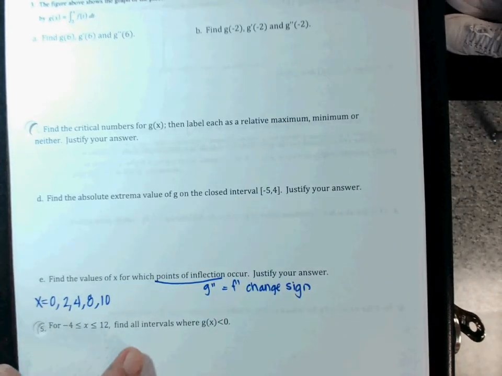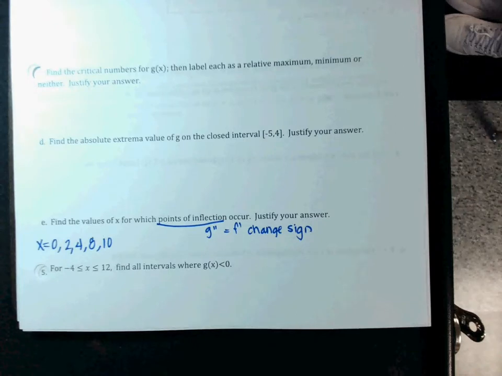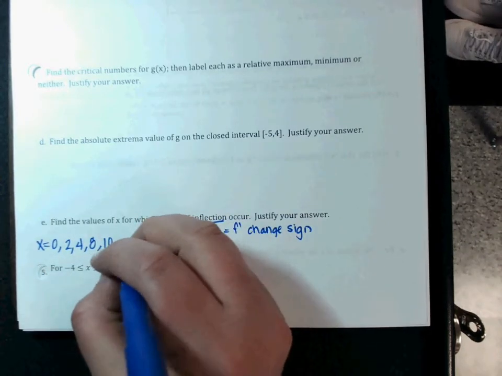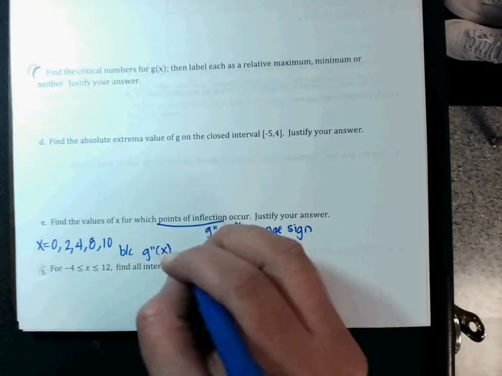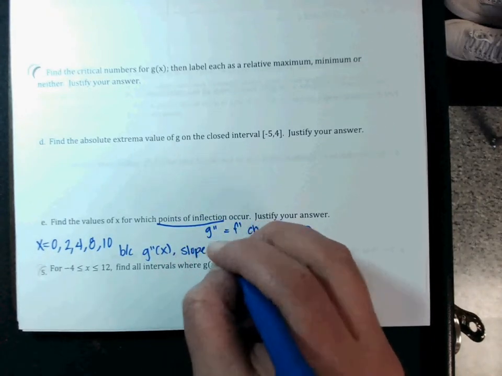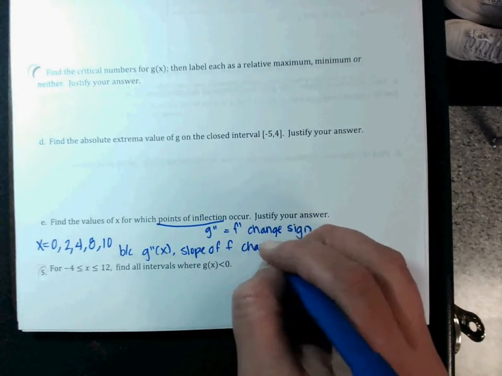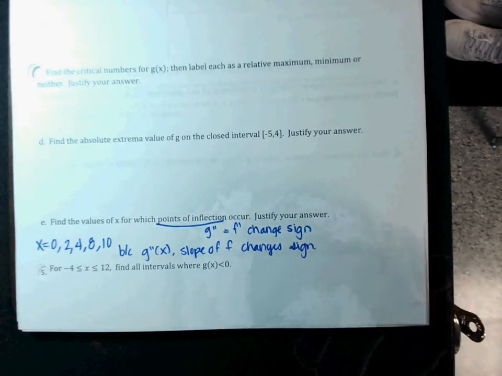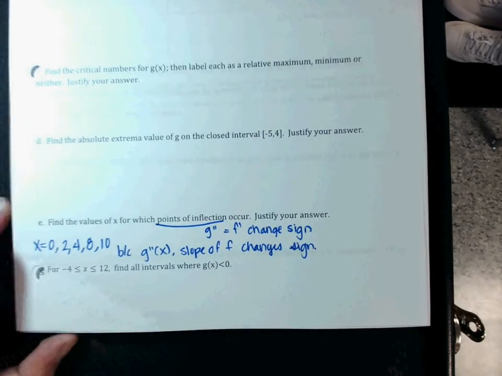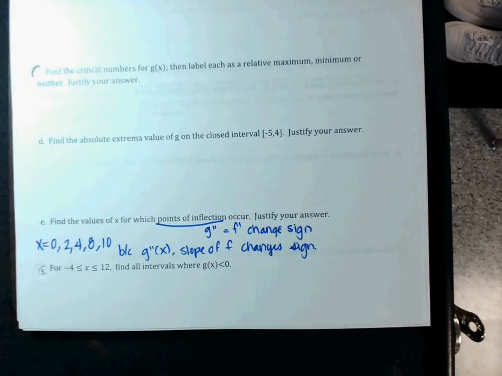Now, for the justify, this is where I've had some questions on if you have to state F prime. You have to talk about the evidence that you were given. If they gave me F, then what is F prime in that? That's the slope. Then you have to state that because you have to connect whatever you're talking about to what you were given. So I would say because G double prime, the slope of F changes sign. Okay? Mark, you with this back there? Yes? Okay, last part.